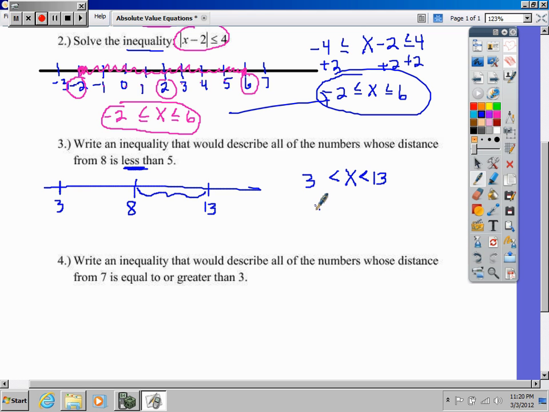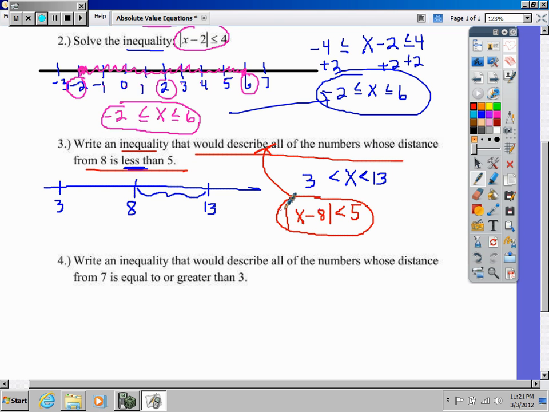Now when I write the actual inequality, I'd say the absolute value of x minus 8 has to be less than 5. And this is what would match the words that they have in the statement. The solution to that inequality would be from 3 to 13.